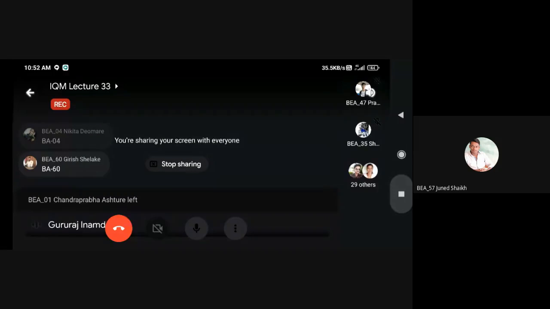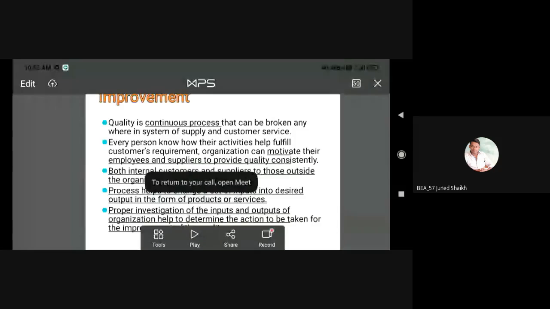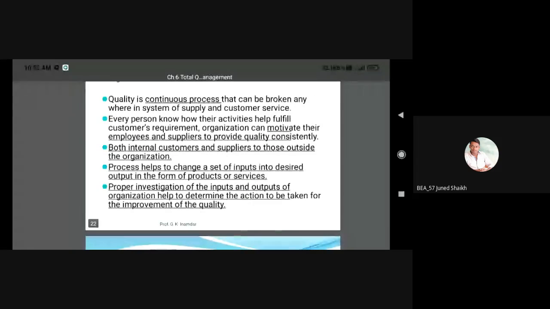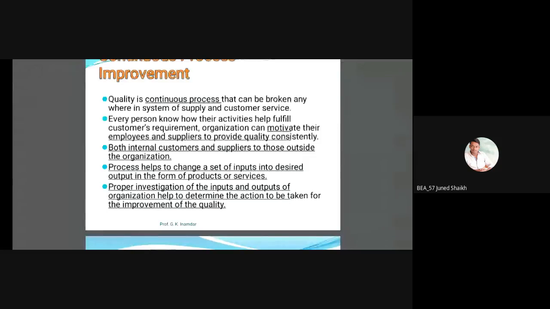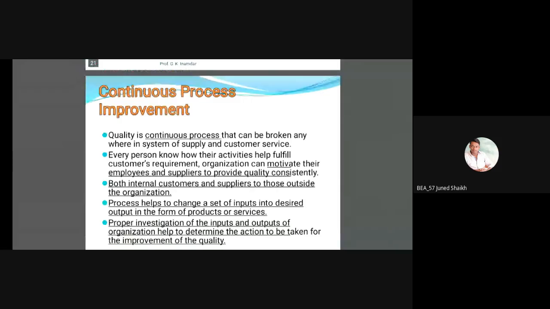Okay, so both internal customers and suppliers to those outside the organization. Process helps to change a set of inputs into desired output in the form of product or service. Proper investigation of the input and output of the organization helps to determine the action to be taken for the improvement of quality. Okay, so these are some continuous process improvement points.